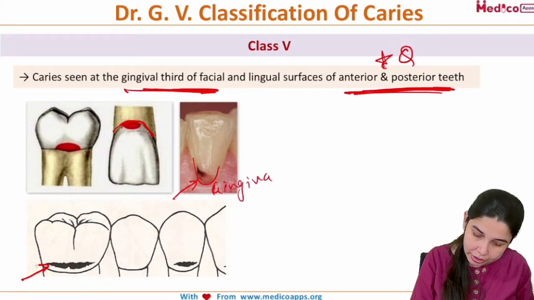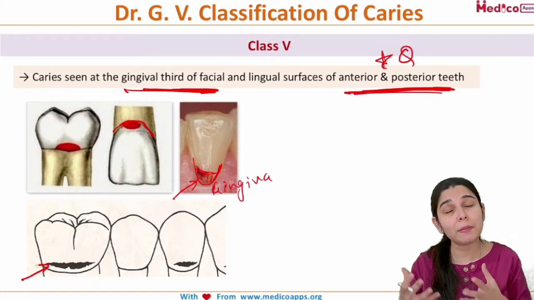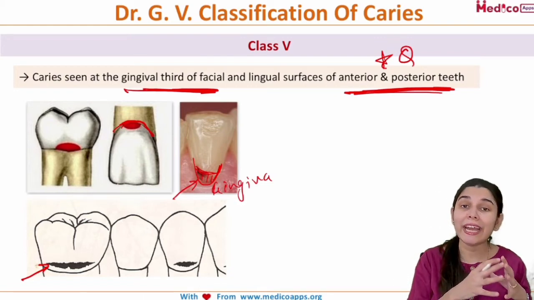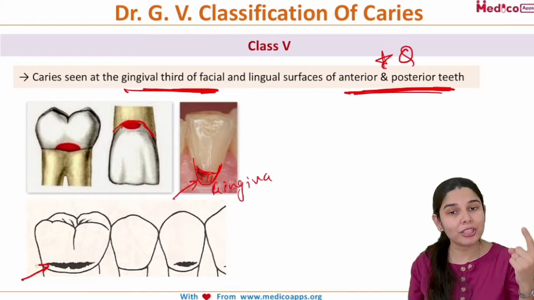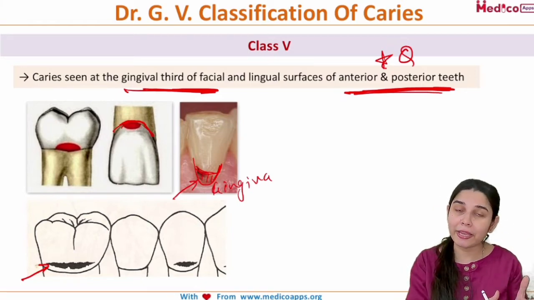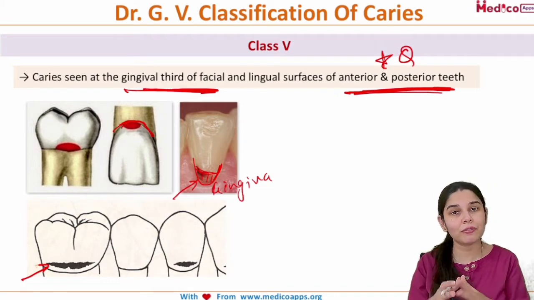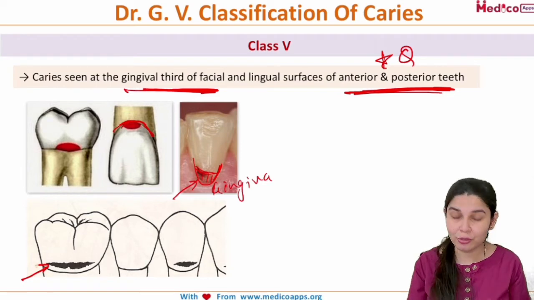So the gingival third surface here, if the caries are present here involving the facial, that is the buccal, and the lingual surface of the anterior and posterior teeth, it is class 5. So the key points here are gingival third, the anterior and the posterior, on the buccal and the lingual surface of these teeth. So I hope you have remembered class 5 also.